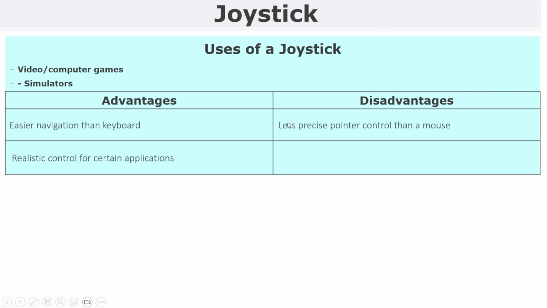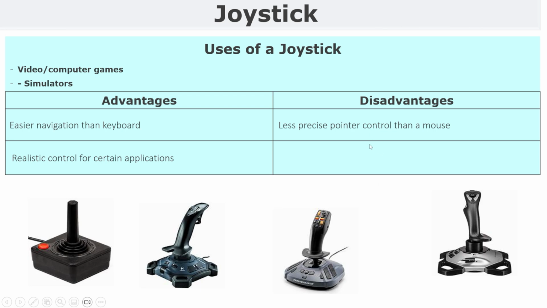All right, now the next input device is the joystick. As the name suggests, it gives us joy. Sorry. Gamers all over the world make use of the joystick to play video games and do some simulations. Some advantages of the joystick is that they are easy for navigation compared to the keyboard, and then it gives you some realistic control when using it for certain applications. Now, on the disadvantage, this is less precise compared to the mouse, and these are some examples of joysticks.